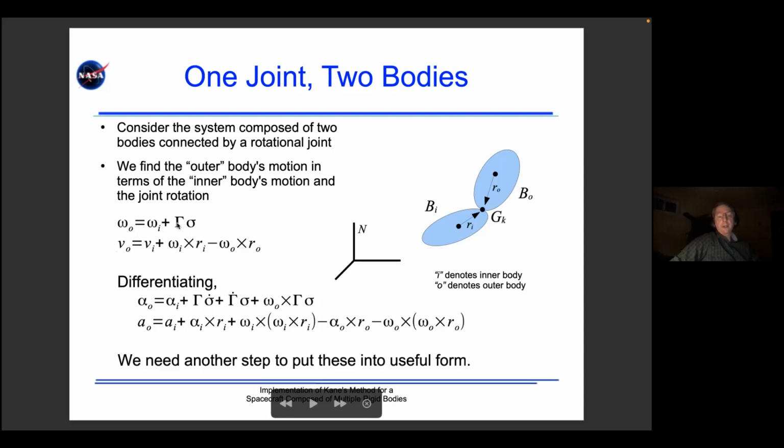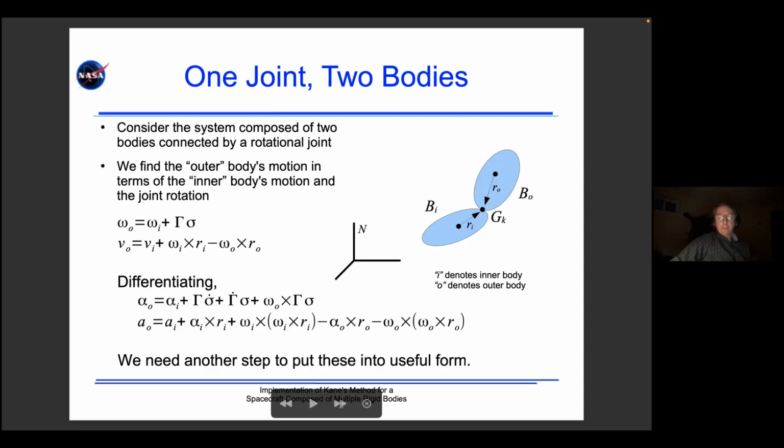The angular velocity has that gamma sigma that we saw on the previous slide, and the outer body has some omega cross R kind of terms. So if I differentiate those, I get the angular acceleration of the outer body, related to the angular acceleration of the inner body, plus some other stuff. All right, and this is something I need. I need all the angular accelerations for all the bodies, and the linear accelerations. But I'm not quite to where I want to be yet.